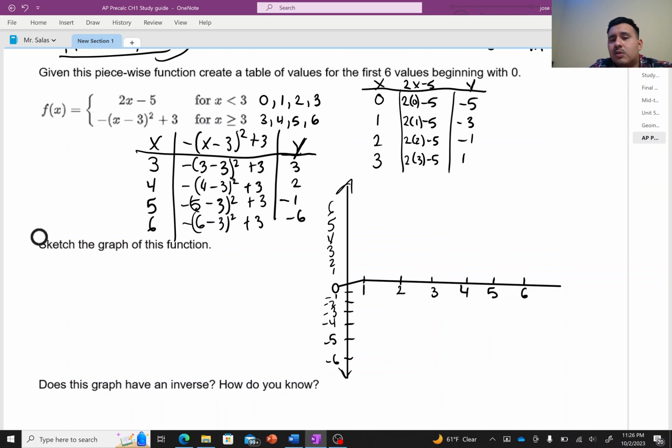So I'm going to go ahead and graph my 0 to 3 values. At 0, -5, I go down to -5 and have a point here. At 1, -3, I go to 1 and down to -3. That's a point here. At 2, -1, that's a point here.